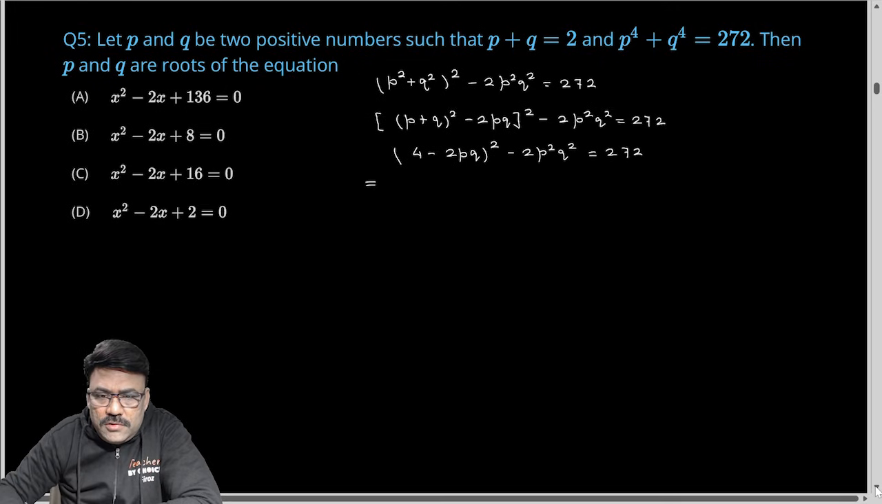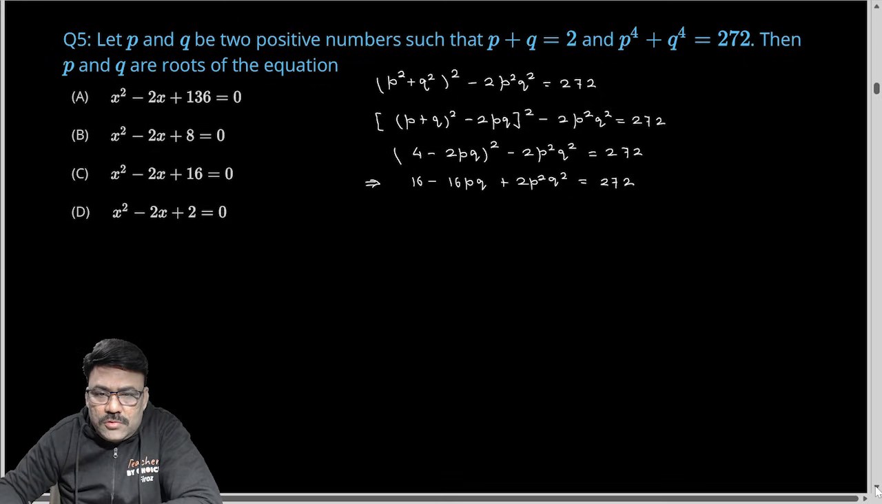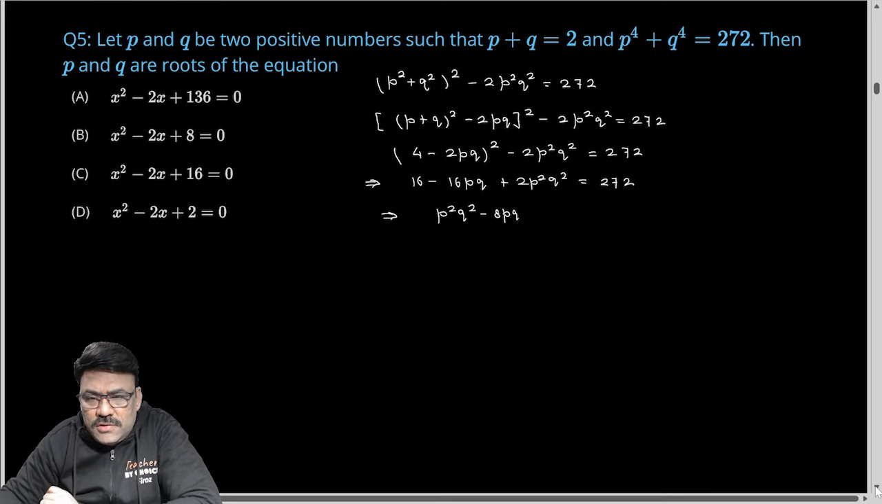Expand it, so you will get 16 minus 16pq plus 4p square q square minus 2p square q square. It is 272. 16, 2ab is minus 16pq, and then 4p square q square minus 2p square q square gives plus 2p square q square. 2 can be cancelled, so you are getting p square q square minus 8pq, and 2 cancel, so it is 8, and this is 136. So 8 minus 136 is minus 128.